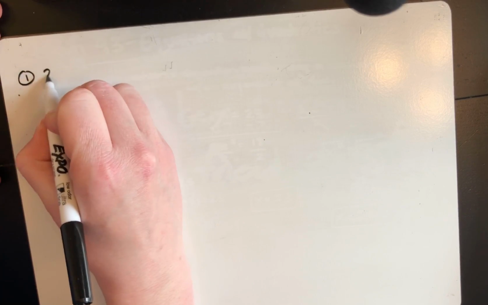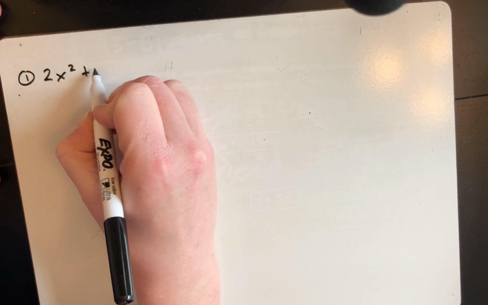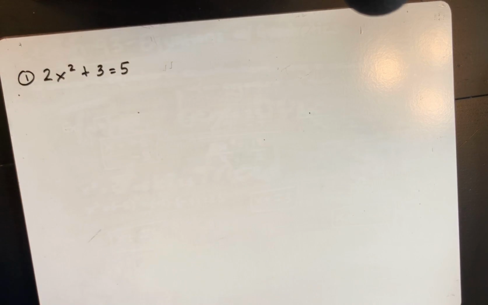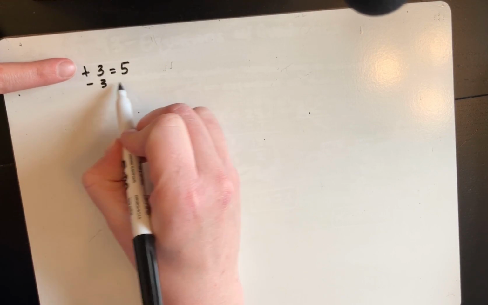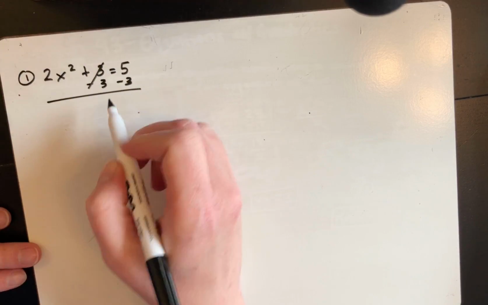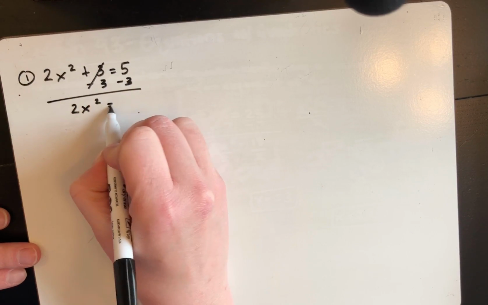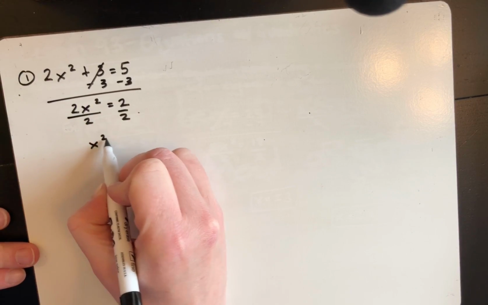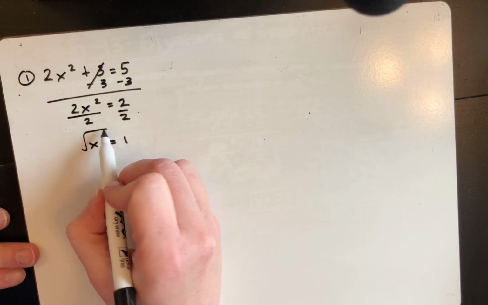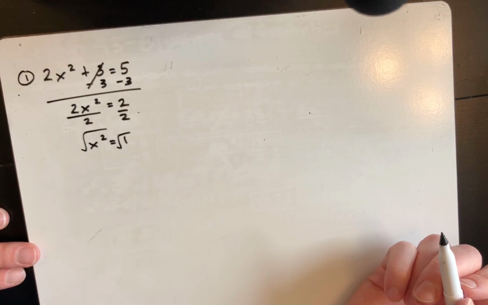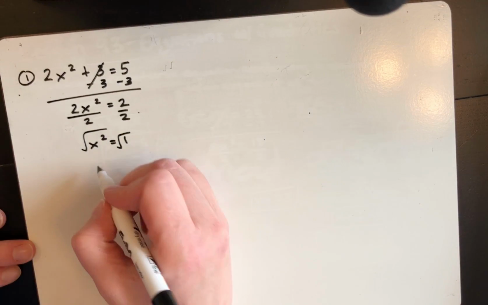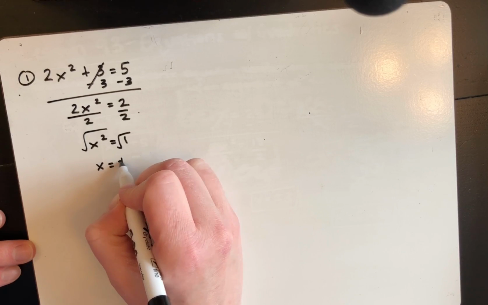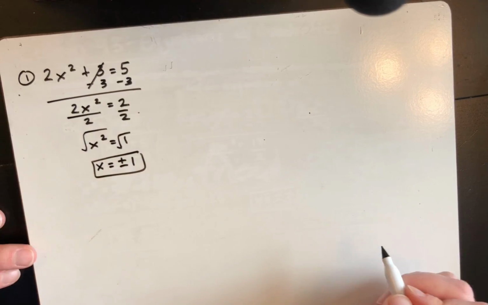All right, example 1 is 2x squared plus 3 equals 5. Step 1 to solve that, cover up this. I want to subtract 3 from both sides. So I get 2x squared equals 2. Divide by 2. x squared equals 1. Take the square root of both sides to undo the square. So the square root of x squared is x. The square root of 1 is plus or minus 1.